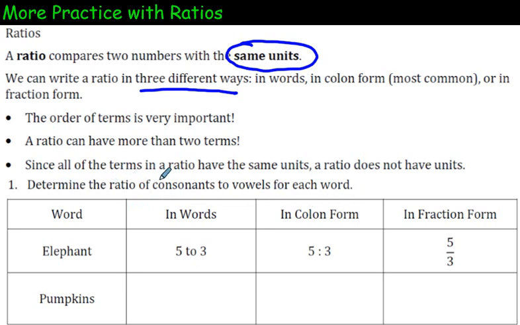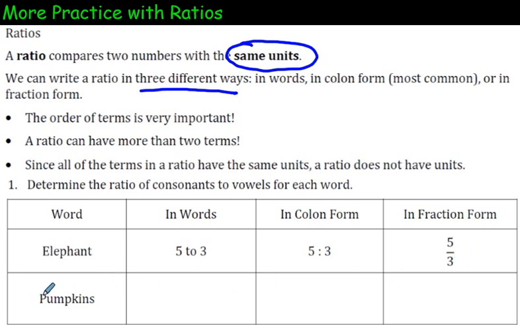It says determine the ratio of consonants to vowels for each word. In the first one here, in words, it was 5 to 3. Let's see. Consonants are letters that are not vowels. So 1, 2, 3, 4, 5. There's 5 of them. How many vowels are there? 1, 2, 3. So 5 to 3. There's 5 consonants to 3 vowels. In colon form, you'd write it 5 colon 3, or 5 dot dot 3. And in fraction form, 5 over 3.